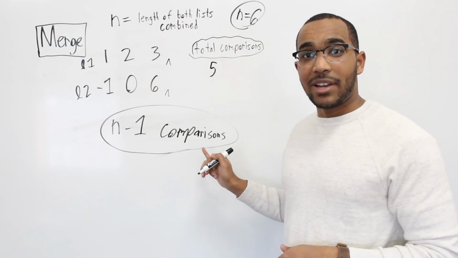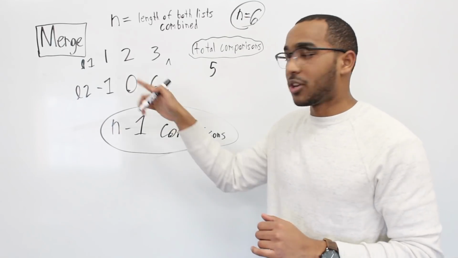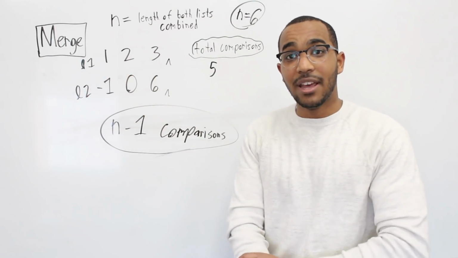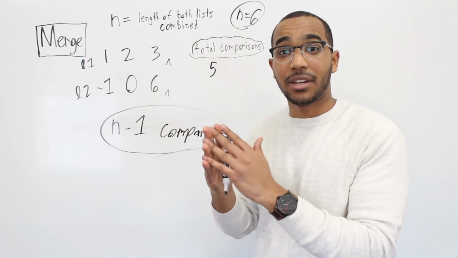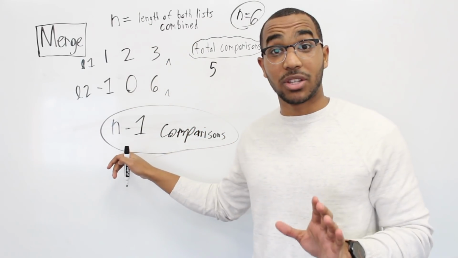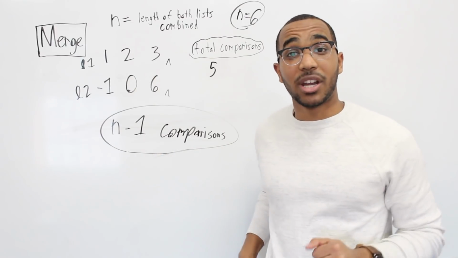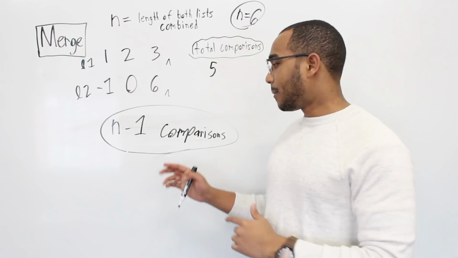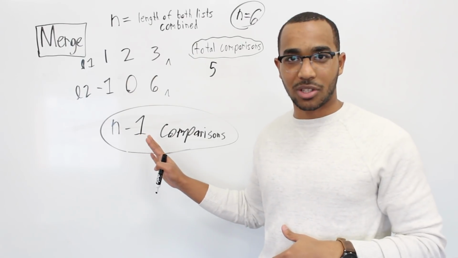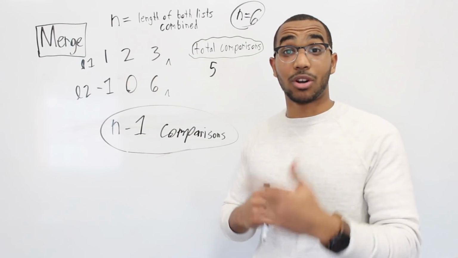So what I can declare is that in the worst case, if I'm traversing through both of the lists exhaustively, the merge function, where n is the length of both of the lists combined, will do n-1 comparisons. So keep this in your pocket. We're going to need this for later when we're deducing the exact complexity, but it's n-1 comparisons in the worst case.